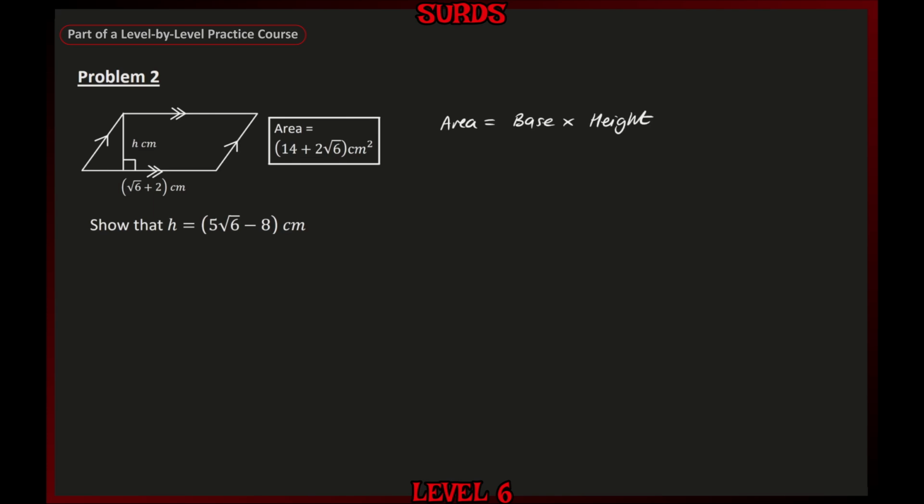So if we substitute in to this equation what we have from the question, we know that the area is 14 plus 2 root 6. We know that the base is root 6 plus 2, and this just needs to be multiplied by the height.